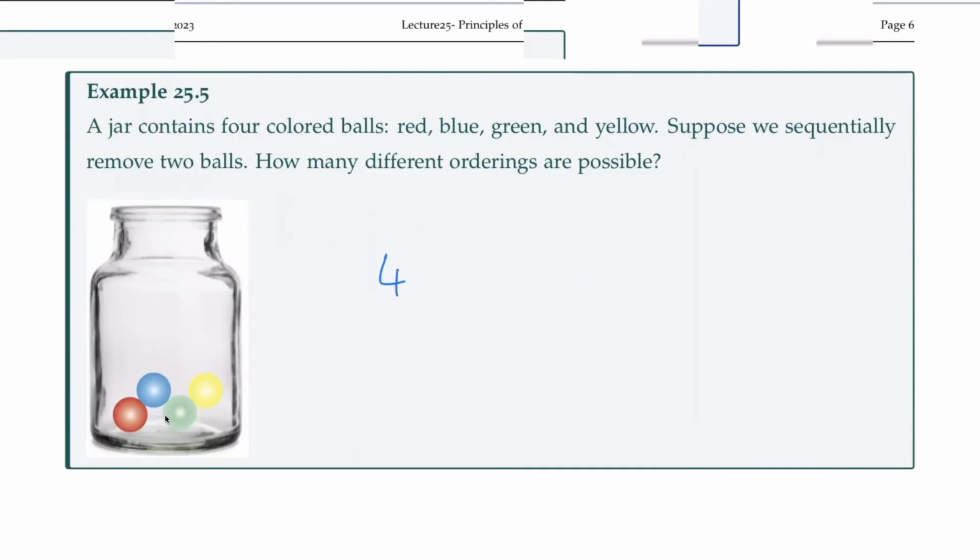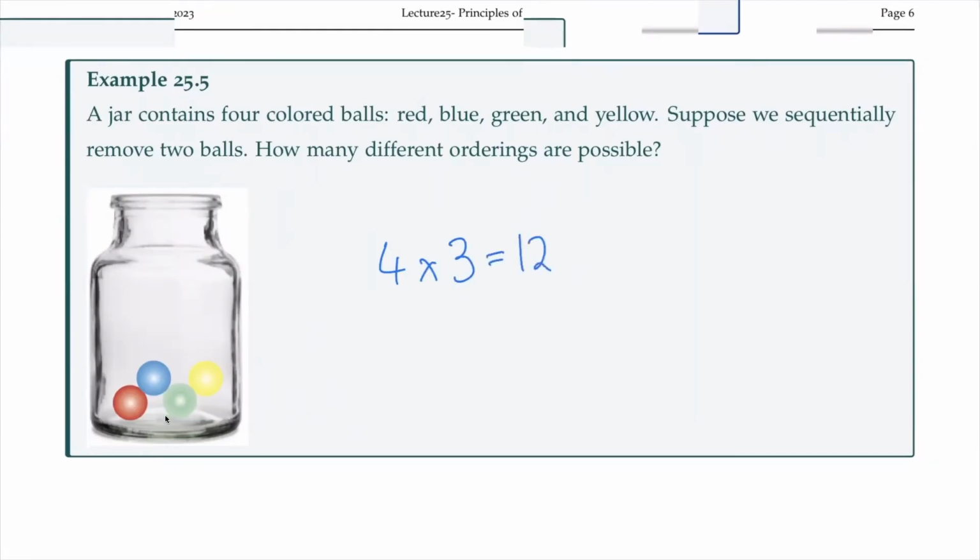So it could be red, blue, green, or yellow. And because I've taken one of those away, the second drawer, there's only going to be 3 options. We're only drawing 2 balls, so we haven't got those additional steps that we had above. So here we have 12 possible combinations when I have 4 balls in a jar, of different colors, and I just take 2 of those out in sequence.